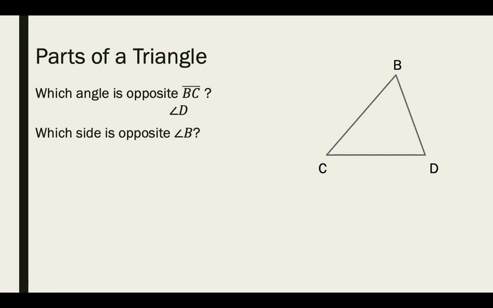Which side is opposite angle B? Angle B is up here. Which side is across from angle B? Well, that would just be side CD.